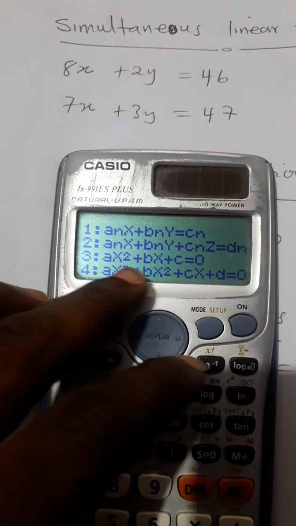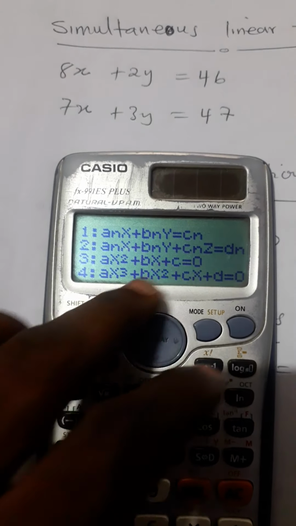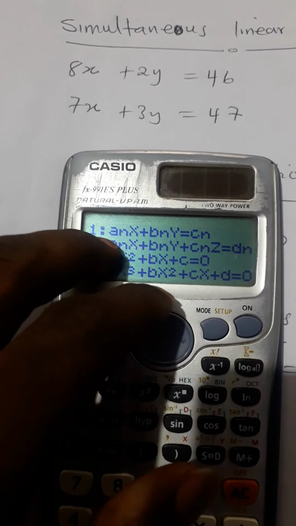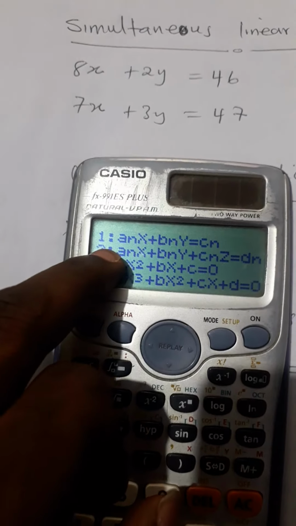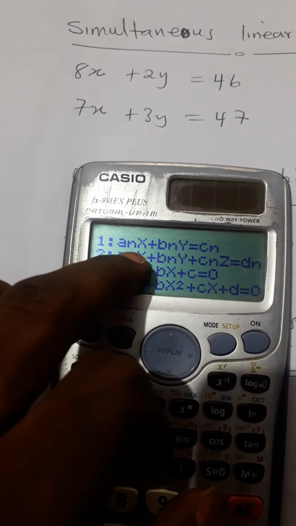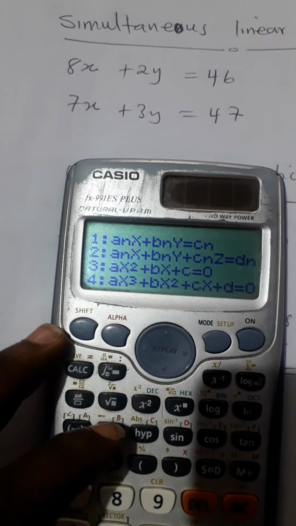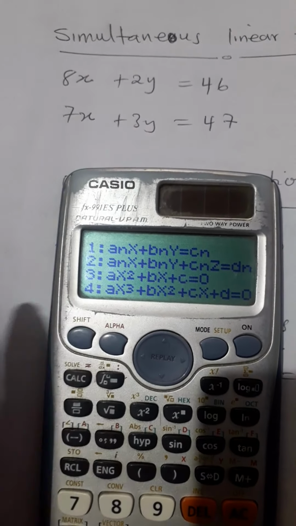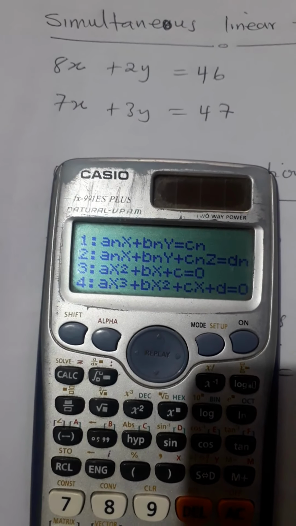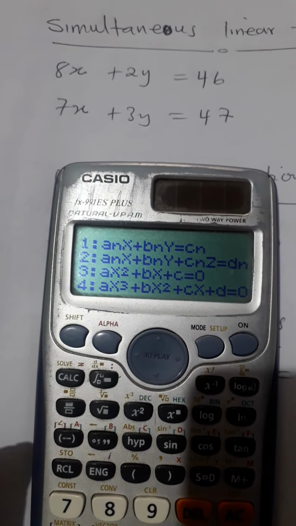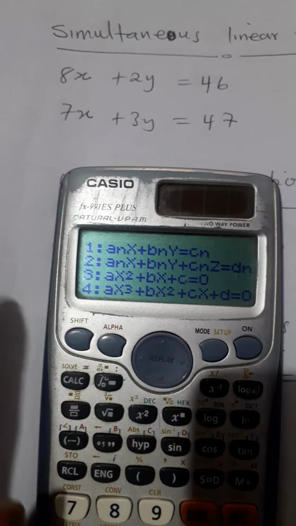This is three terms. You have this as a quadratic function and this as a cubic. The first one is what we are interested in. This is the form that we want: something x plus something y equals something. This first one is the one we use to solve simultaneous linear equations, which include only two unknowns. So if I want two unknowns, I use the first one.